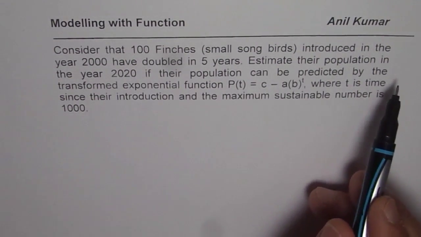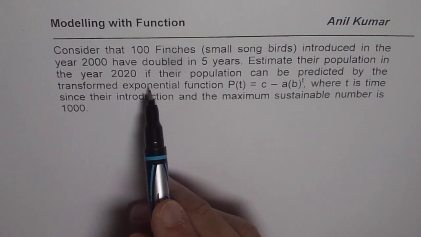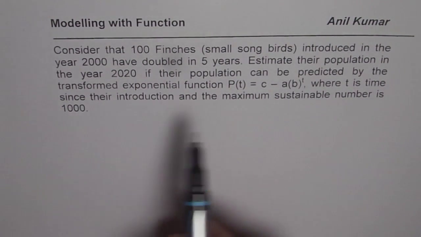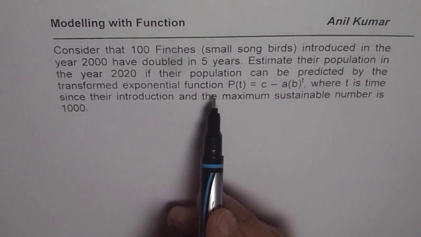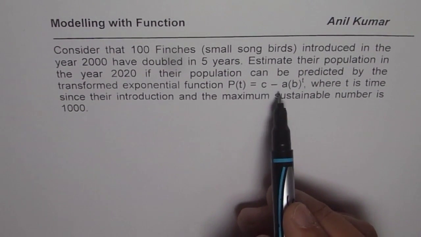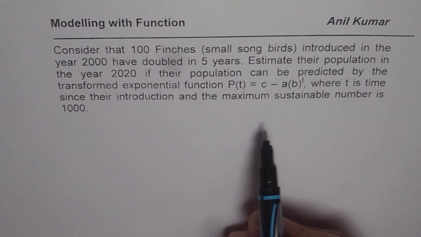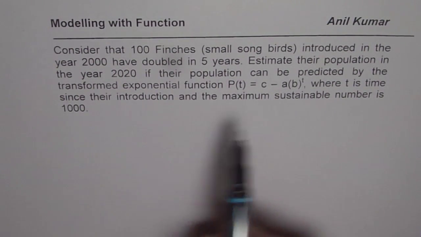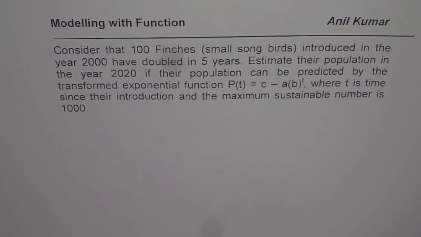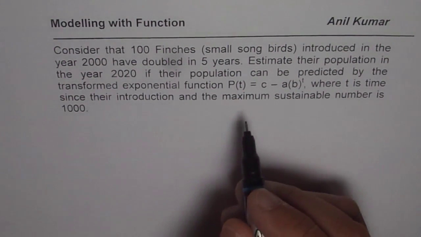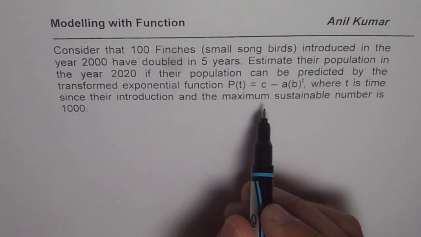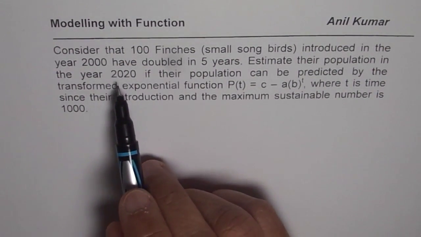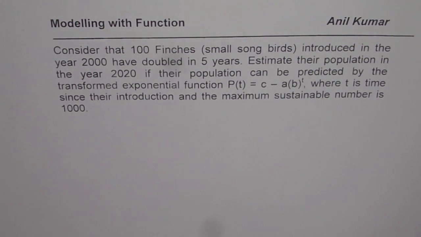Estimate their population in the year 2020 if their population can be predicted by the transformed exponential function p of t equals c minus a times b to the power of t, where t is time since their introduction and the maximum sustainable number is 1000 for these birds. That is the kind of model. We need to model the situation and then find the number of finches after 20 years. So that is the kind of question. I'd like you to pause the video, answer the question, and then look into my suggestion.